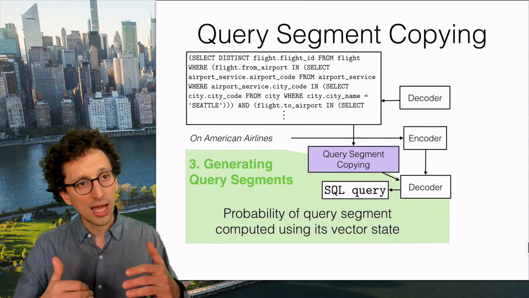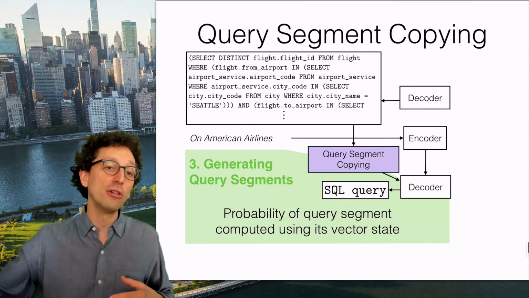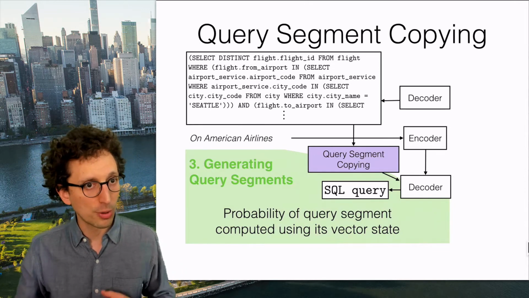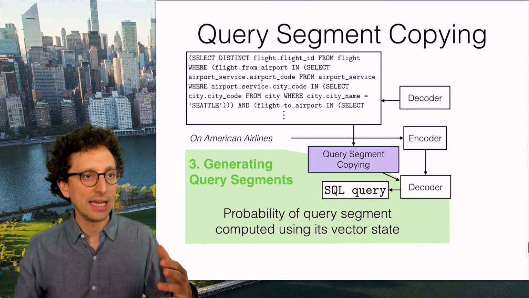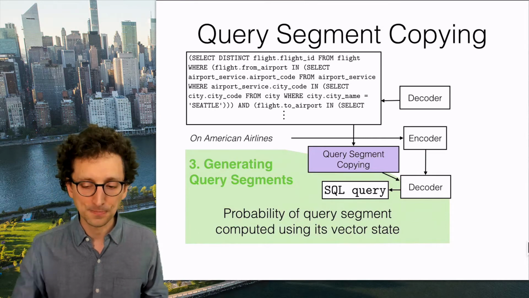Given this representation, it's relatively straightforward. We compute probabilities in the decoder over not only SQL tokens that allow us to generate the raw query from scratch, but also over these segments that are potentially copied from the previous SQL query.